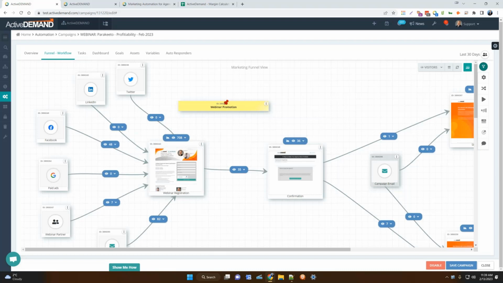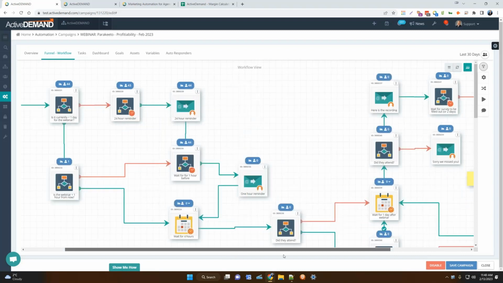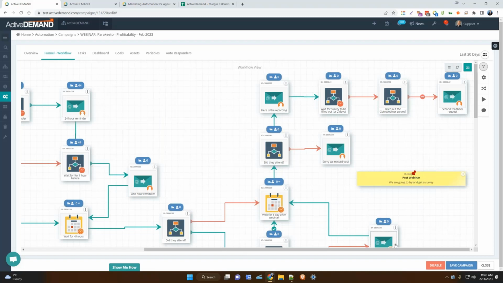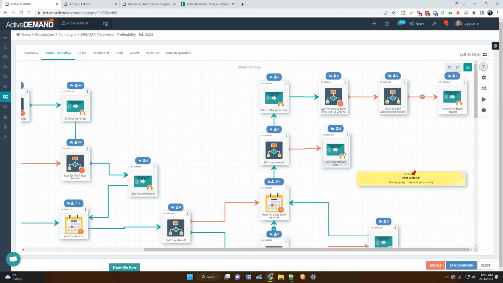Now, once we have the person who's registered, we want them to attend, right? So there's automation here that once they register, and you went through this yourself, you get all of this automation, 24-hour reminders, all this stuff to tell you that you have to attend this webinar. And then once you attend, we want you to fill out a survey. And then we're going to send links to everybody with the recording on it.